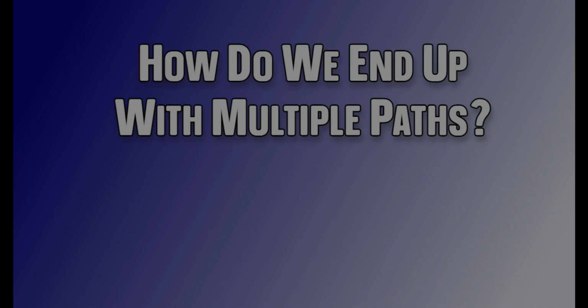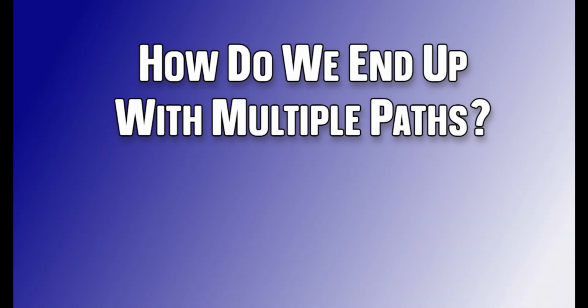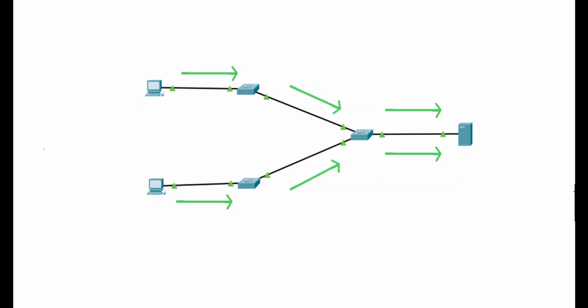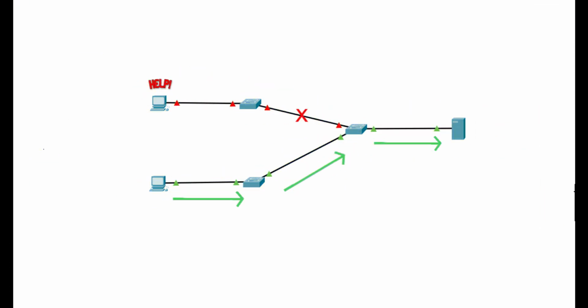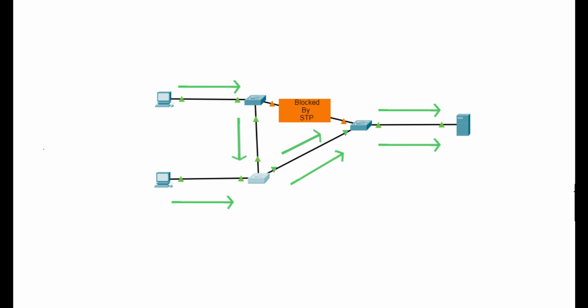STP stops the loops. How do we end up with multiple paths anyways? The answer is most of the time we do it on purpose, to build redundancy. The main goal of network engineering is to keep the network operational at all times. Speed, latency, or any other goals do not matter if the network is down. So we purposely use backup paths in the network in case one path fails, the devices aren't stranded and data can still flow over the backup link.